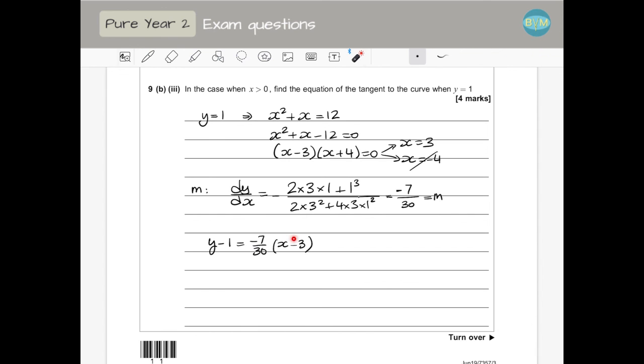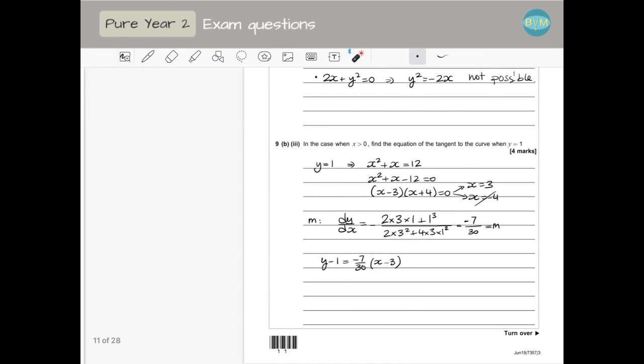I could expand the brackets. They don't ask me to write it in any particular way, so you can leave it this way. I don't think it's going to look much better if we expand the brackets and multiply by 30. So I think this is enough to get the 4 marks. And that's all with this question.